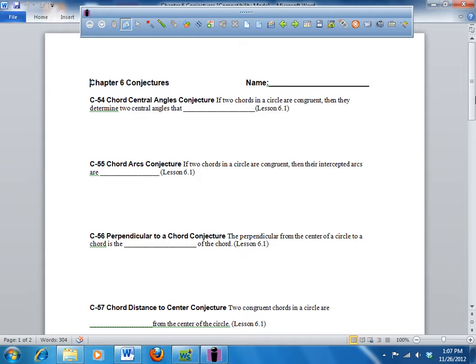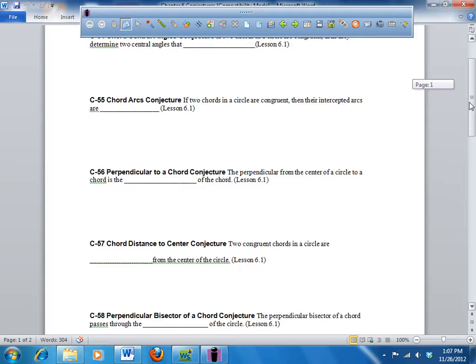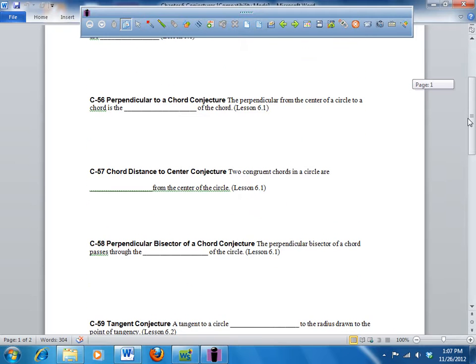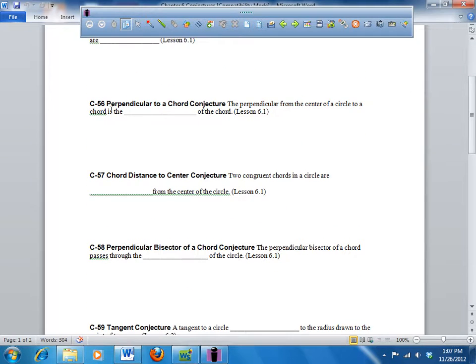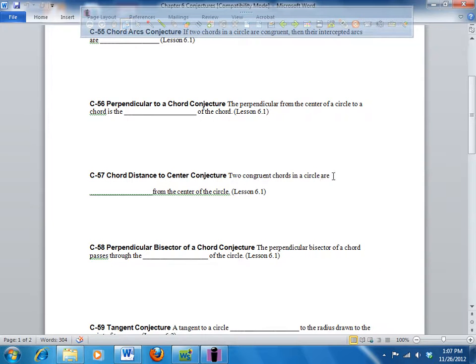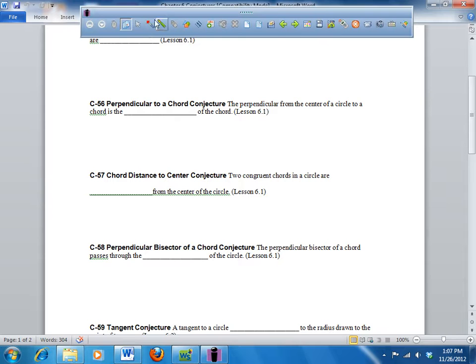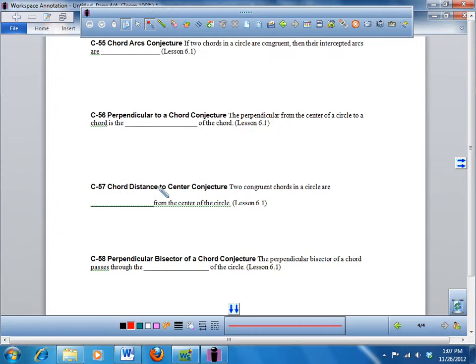Next one says C56. Are we almost done? Did I do this one already? 57, right? Yep. Chord distance to the center: two congruent chords are, guess what, congruent? Nah. Same distance. Yes, same distance. Equidistant is the word you want to use. Equidistant from the center of the circle.